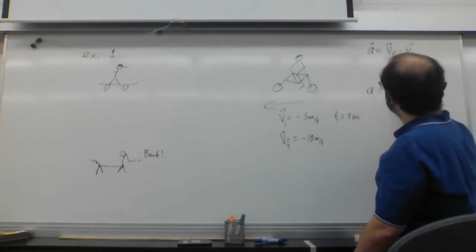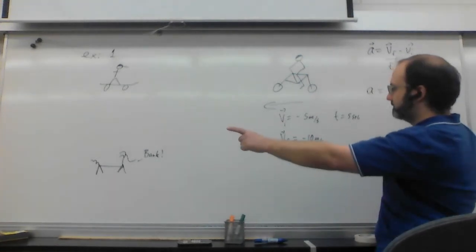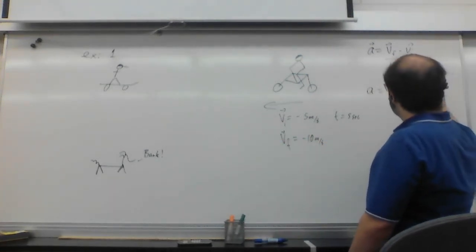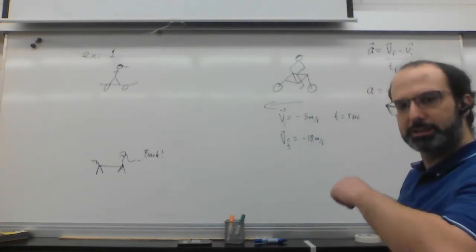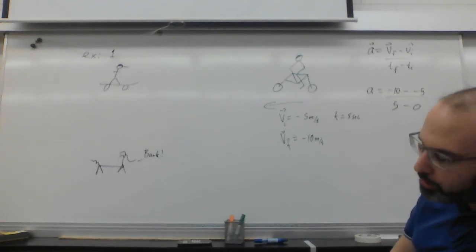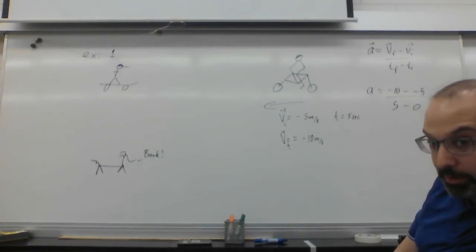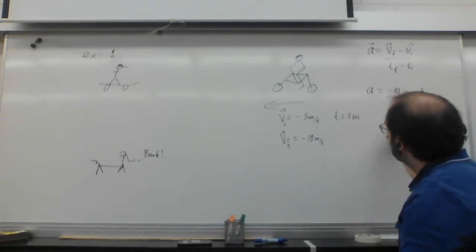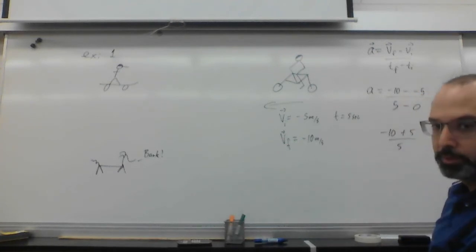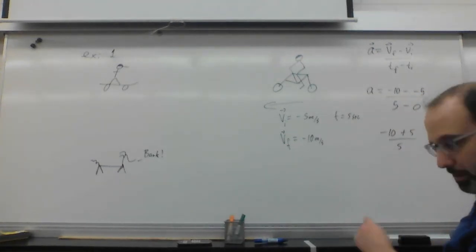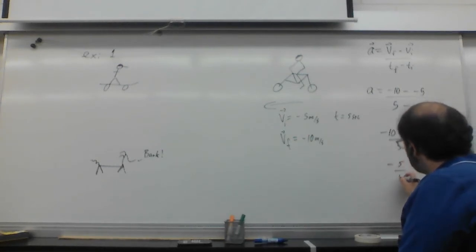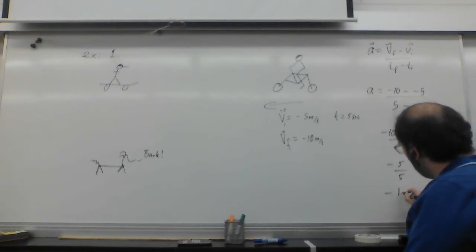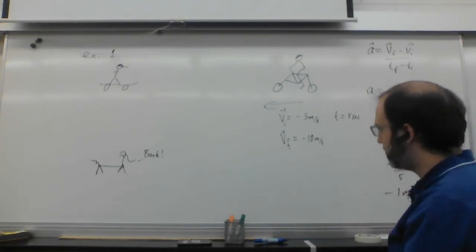A equals VF, which is minus 10 because it's west, minus negative 5, divided by 5 minus 0. Minus negative 5, how do we do that? Hopefully you remember that minus negative 5 is the same as writing negative 10 plus 5 over 5. Remember our algebra, remember our math class. It's going to be negative 5 over 5. So the final answer is negative 1 meter per second squared.